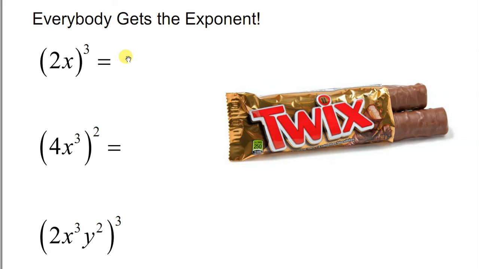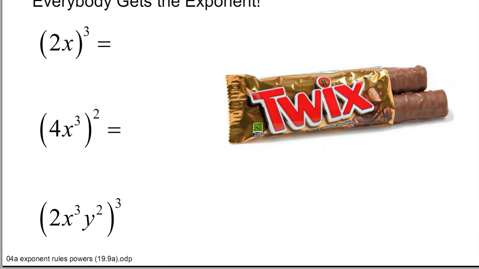How about this guy up here? So this would be 2 to the third. 2 to the third is 8. And x to the third, which is x to the third. We just did this one. 4 to the second, which is 16. And 3 times 2, which is x to the 6th. This one, 2 to the third power is 8. X to the third, multiply it. 3 times 3 is 9, x to the 9th. Y to the second to the third, multiply it, is y to the 6th.